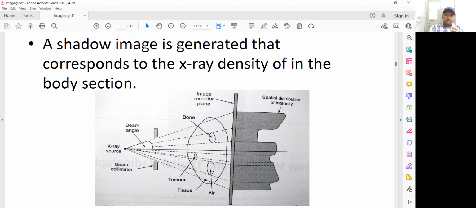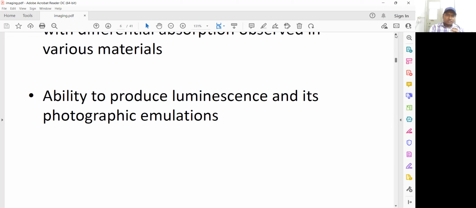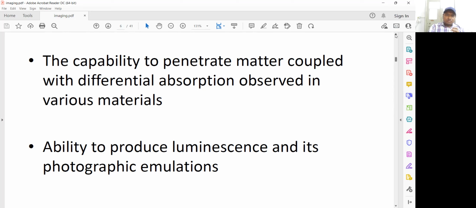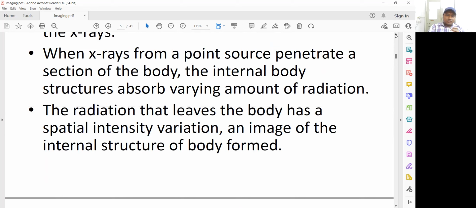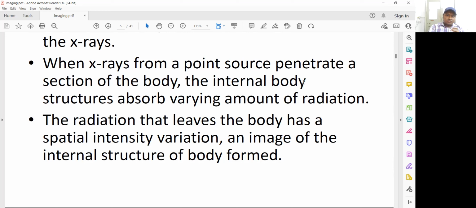So see over here, the bone has absorbed the maximum of the X-ray, and after absorbing, only a few of its energy passes through. So this has only absorbed a varying amount of radiation.